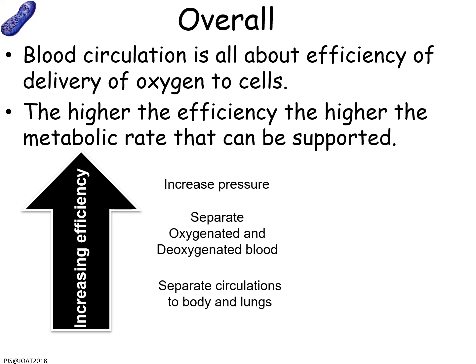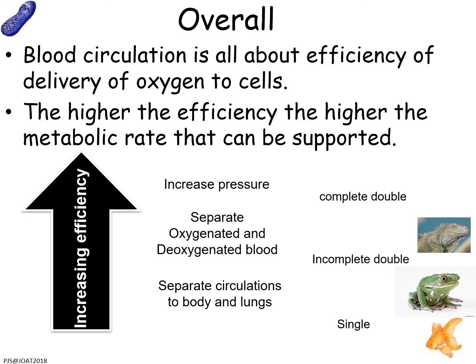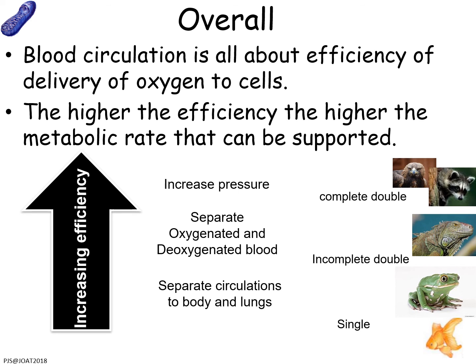So in terms of order of efficiency in terms of the systems: single, incomplete double, complete double. Your single example is fish, your incomplete is amphibians and reptiles, and your complete is mammals and birds. And that's it.